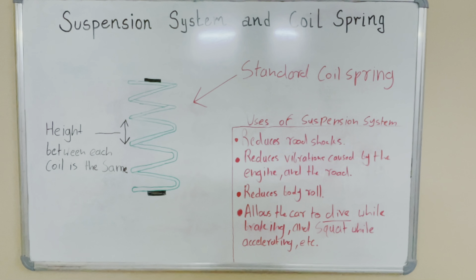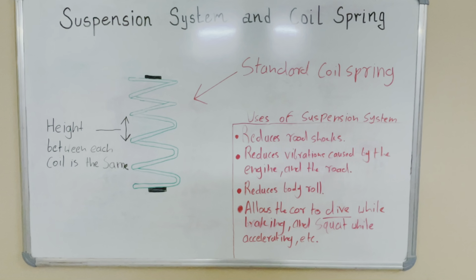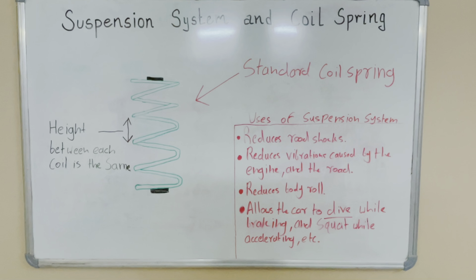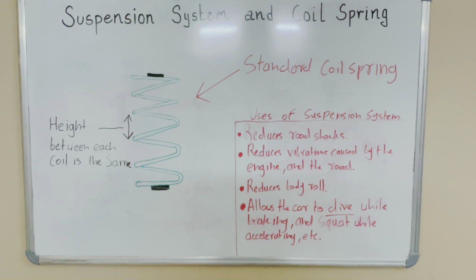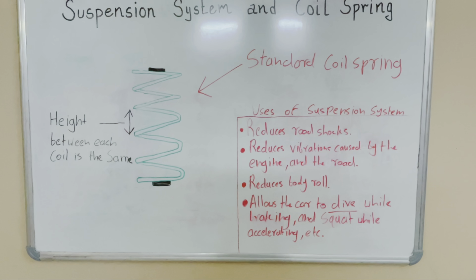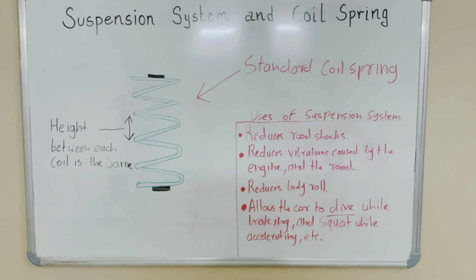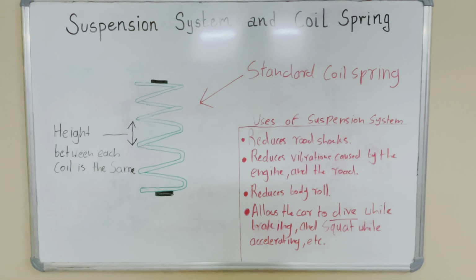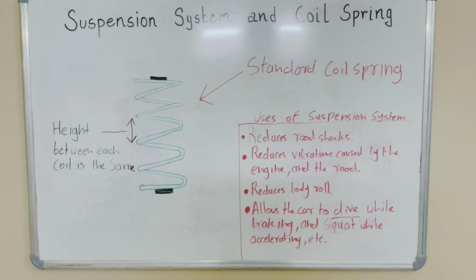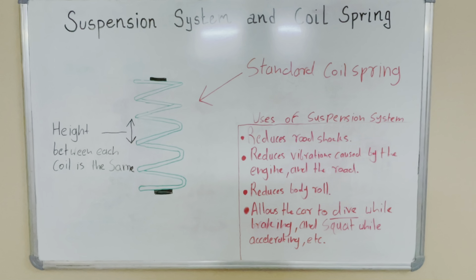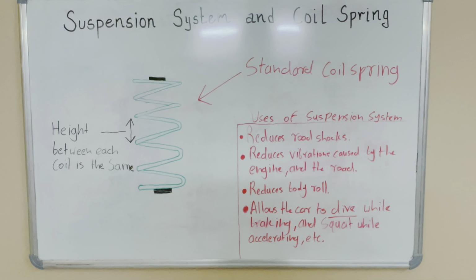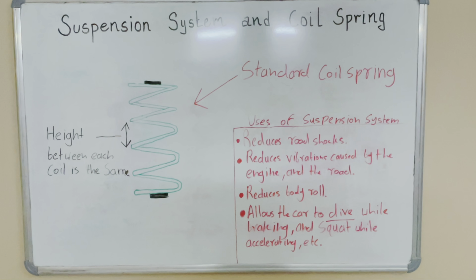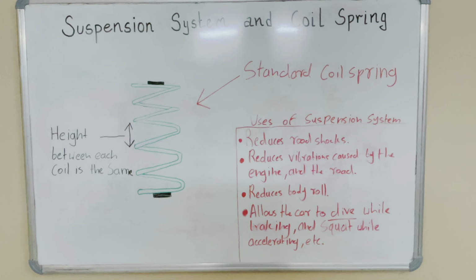Alright, so now let's talk about the drawing on the board. So here we have just the coil spring. It's not along with the damper. It's just a coil spring, and what a coil spring is basically just a larger version of a regular spring that is able to take a way higher load and able to withstand it. A coil spring is used on a car, and it works with the damper. It's kind of like a team.